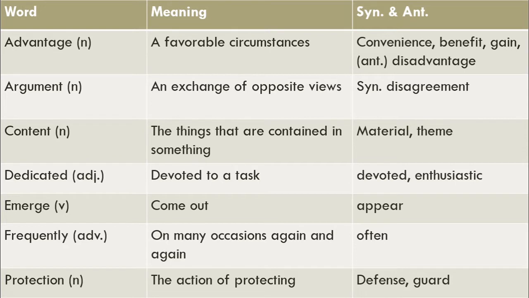It is very important to note down some unknown words while reading the text. Here I have prepared some for you. Okay, you can see that advantage is a noun and the meaning of the word advantage is favorable circumstances. And you can see the synonyms of advantage are convenience, benefit, and gain, and the antonym is disadvantage. Argument is a noun, an exchange of opposite views, and the synonym is disagreement. Content is a noun, and the meaning of the content is the things that are contained in something. Material and theme are the synonyms for the word content.